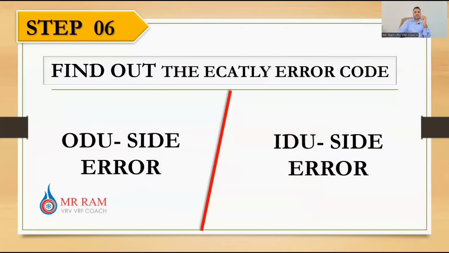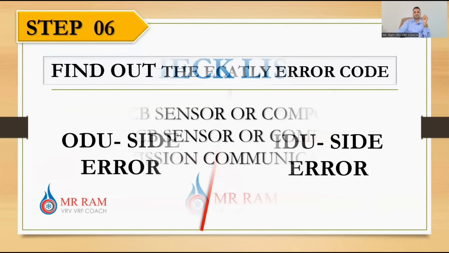So we have to check and find out the exact error code in the outdoor unit and indoor side. Both things we have to know. On the outdoor unit side, there is an error that belongs to the outdoor units, and there are errors that belong to the indoor units. So we have to be assured whether we are facing the problem or error with the outdoor unit or the indoor unit. We have to check the exact error code, whether it belongs to the outdoor or the indoor units. After that, we can troubleshoot in an easy way.